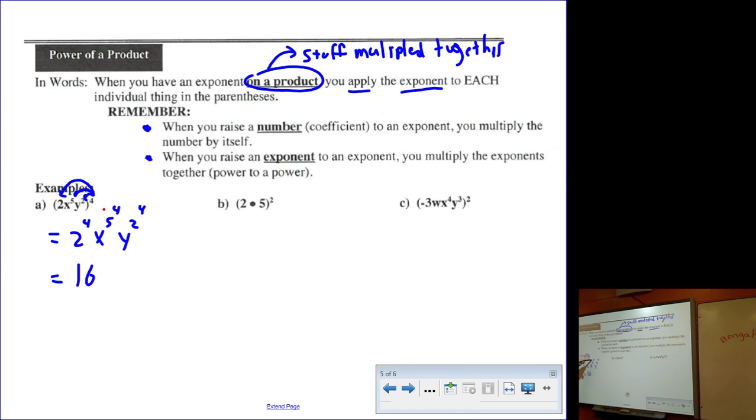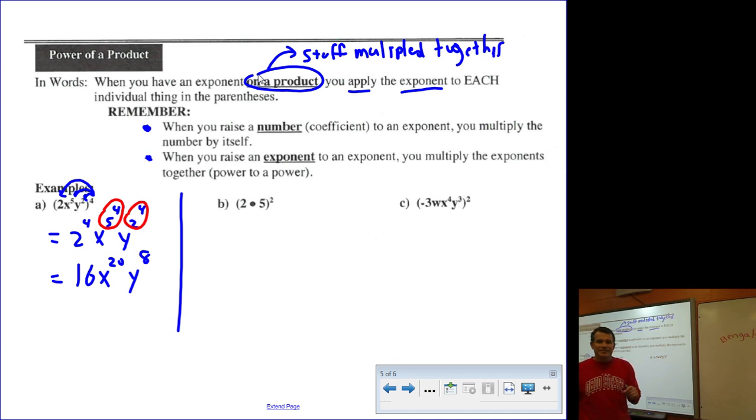Here I have a power raised to a power, so I multiply them together and get x to the 20th. And also here I have a power raised to a power, so I would multiply those together and get y to the 8th. And my final result is 16 x to the 20th y to the 8th. I think this second one is an interesting example.